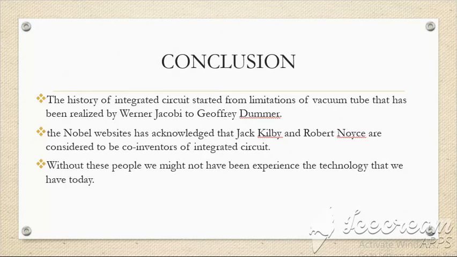I can conclude that the history of integrated circuits started from the limitation of the vacuum tube that was realized by Werner Jacobi. The Nobel website has acknowledged that Jack Kilby and Robert Noyce are considered to be co-inventors of the IC, and of course, without these people, we might not have experienced the technology that we have today. So we must appreciate all the small things that have been created in this world to make our lives easy.